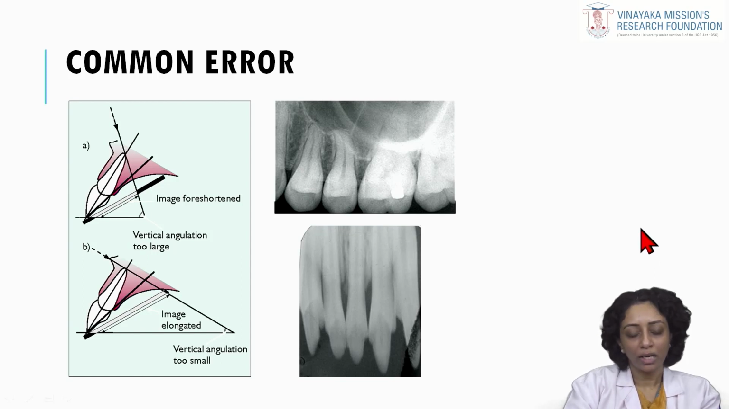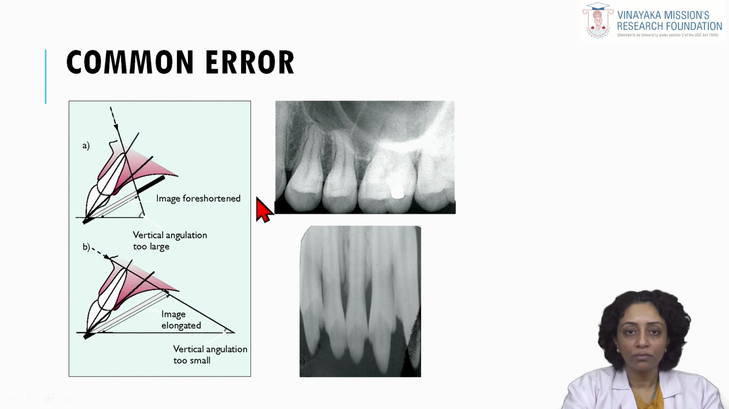So we have seen the vertical angulation, we have seen the horizontal angulations. Now, the commonest errors or faulty radiographs in the bisecting angle technique: two main errors are seen. One is image foreshortening, another one is elongation of the image. The first picture tells you the radiograph looks foreshortened, which means the vertical angulation we have learned throughout has been placed too large. That is, the film is tilted more backwards.